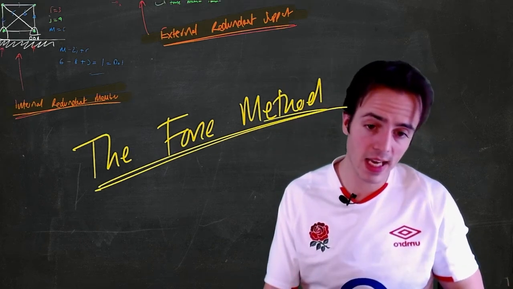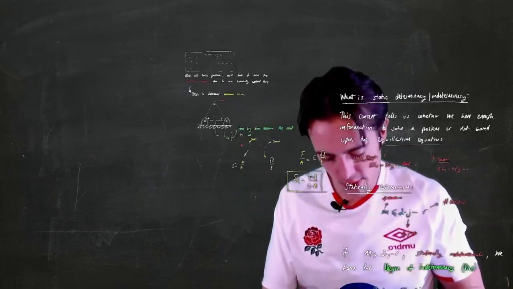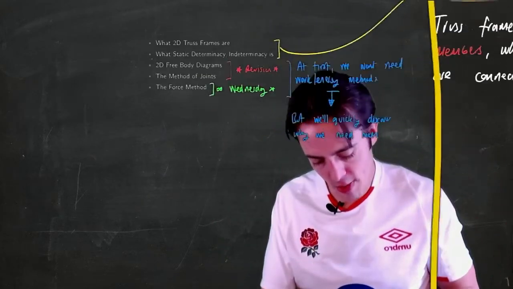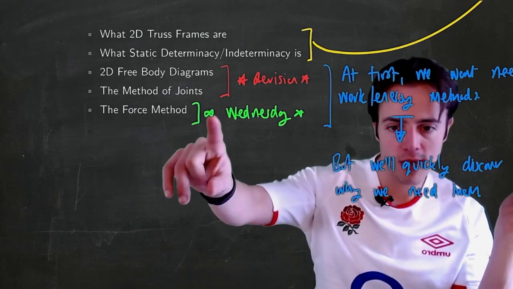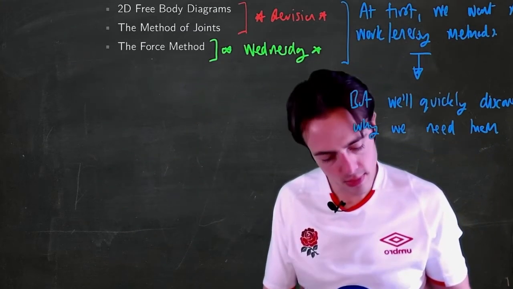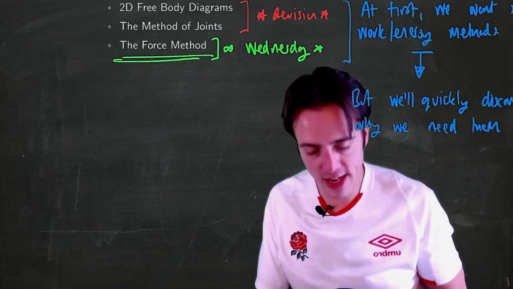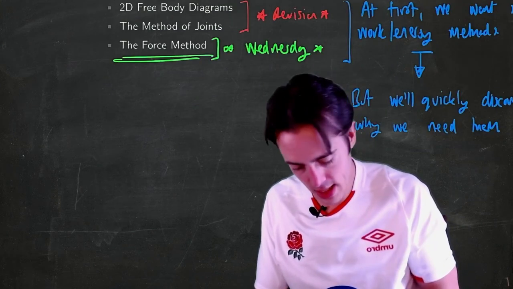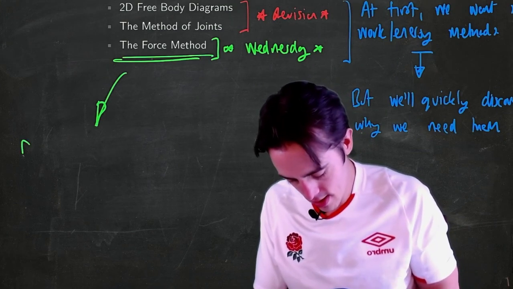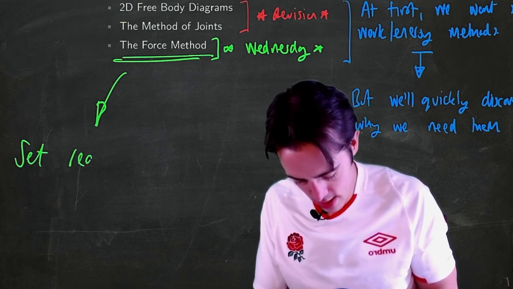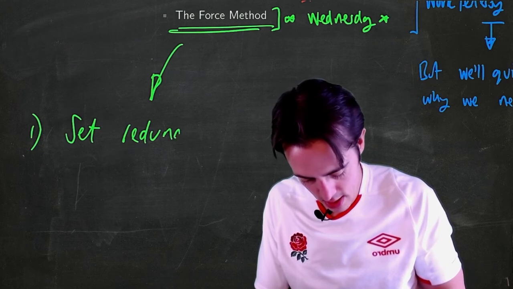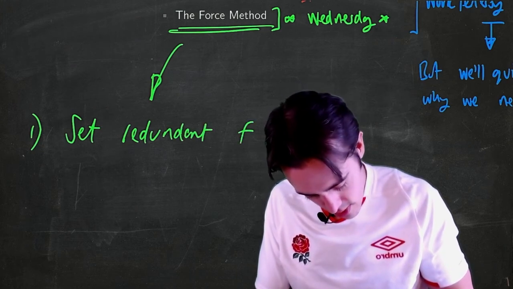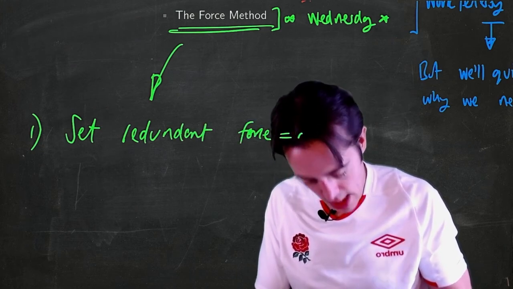And hopefully, I'll go through a full description of this next week, but I can give you a bit of an overview now, because I think I said Wednesday here. So the force method, I said we'll go through on Wednesday. I'm going to briefly describe this, but we'll go through it properly. Let's list this as a bunch of things: set the redundant force equal to 0.